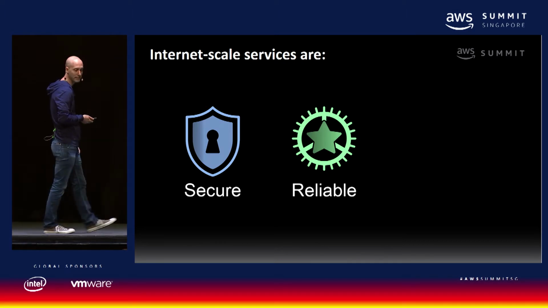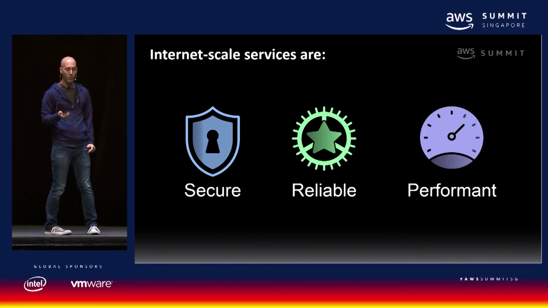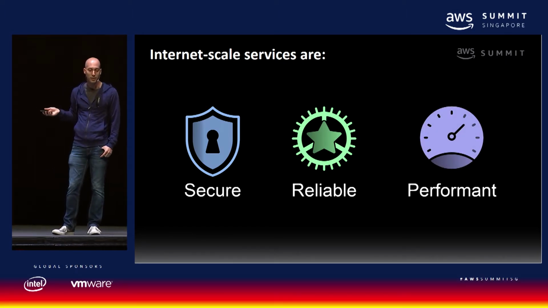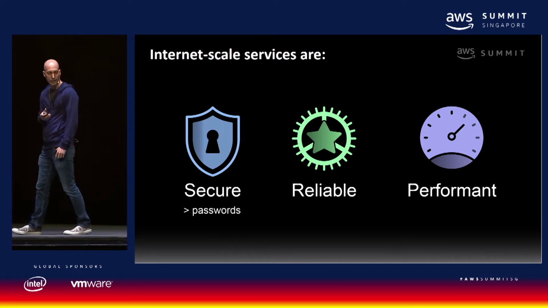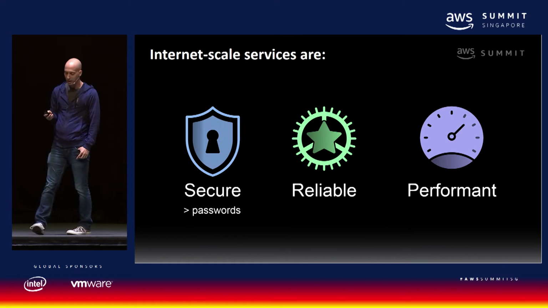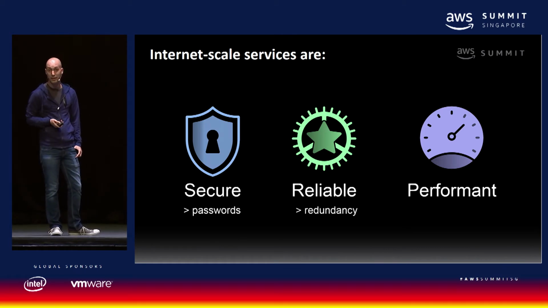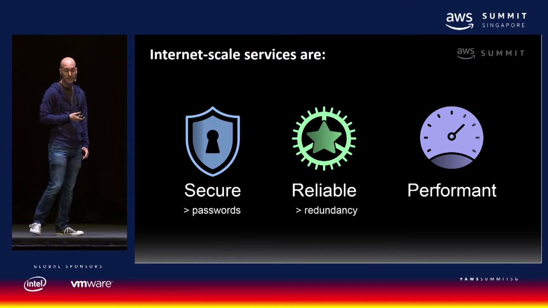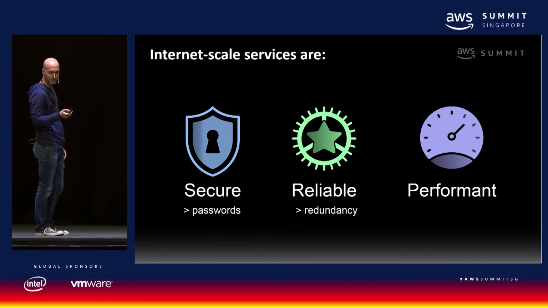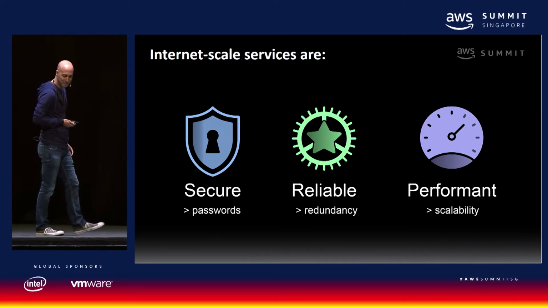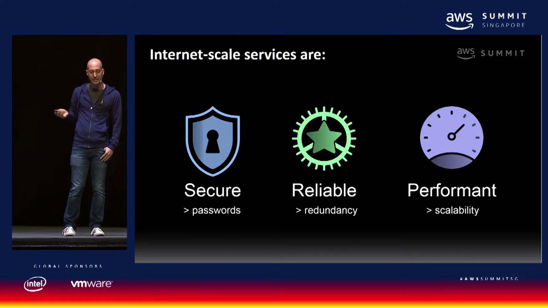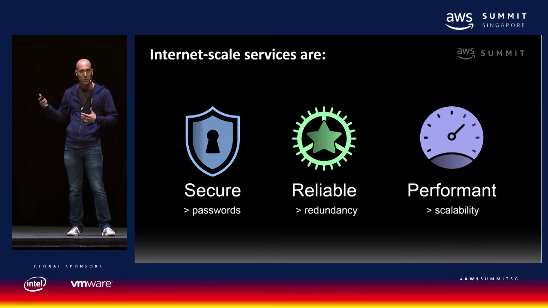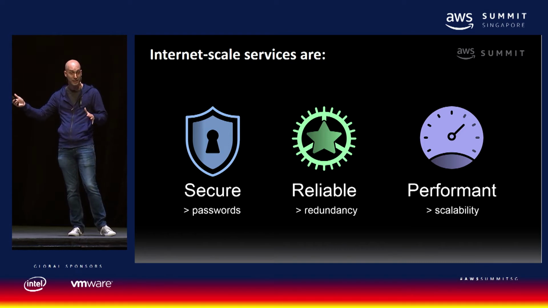internet scale services. Now, as you all know, internet scale services should be secure, reliable, and performant. We all know that, but security is about more than just passwords. Reliability is about more than just redundancy, and performance is about more than just scalability. So I'm going to talk about each of these three in turn, and I'm going to go pretty quick because, again, I want to save content for the other demos that are really exciting.